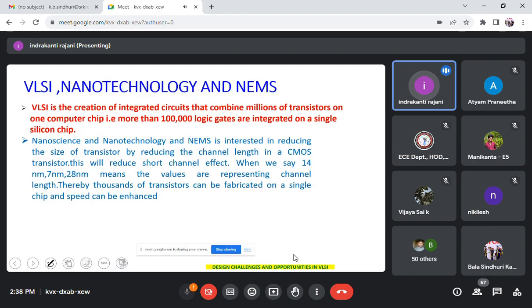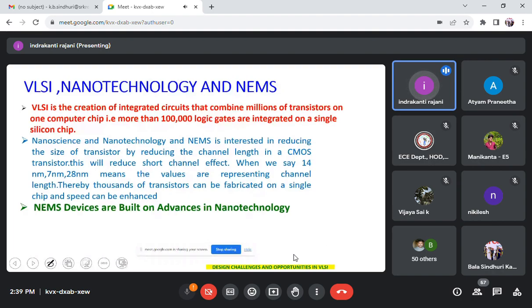And what is nanoscience and nanotechnology? Nanoscience and nanotechnology is nothing but reducing the size of the transistor and making it more efficient to work. You reduce the size of the transistor by reducing the channel length in the channel metal oxide semiconductor transistor. As I told you earlier, it is affecting the channel length. Thereby several thousands of transistors are fabricated on a single chip and speed can be enhanced.